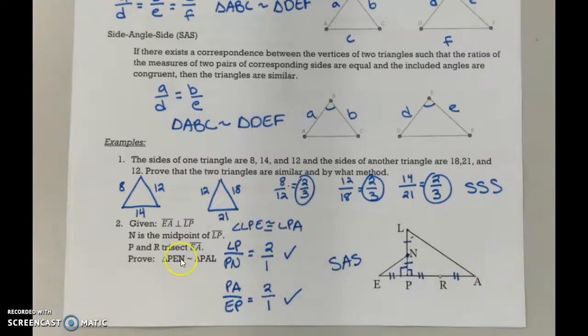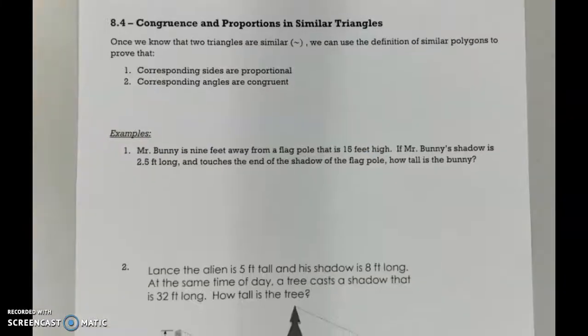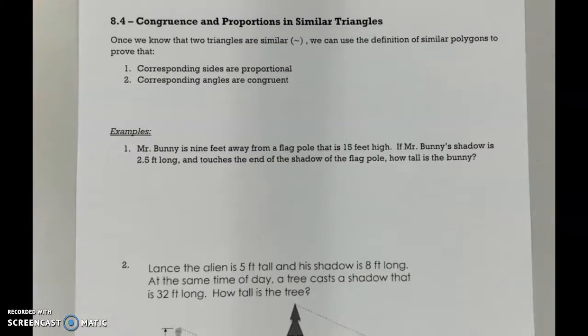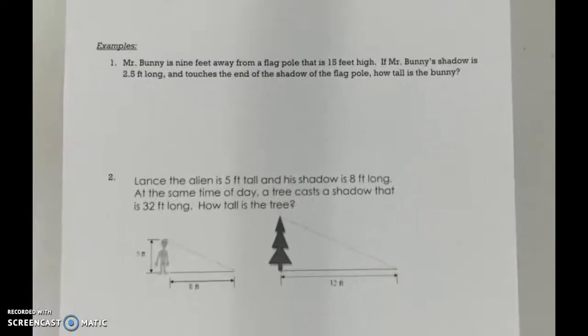Right, and I'm going to flip over to our next page. We are going to move on now to section 8.4, and that is that we are going to use what we know about similar triangles to solve some problems. So remember, what we know about similar polygons is that our corresponding sides are proportional and our corresponding angles are congruent.